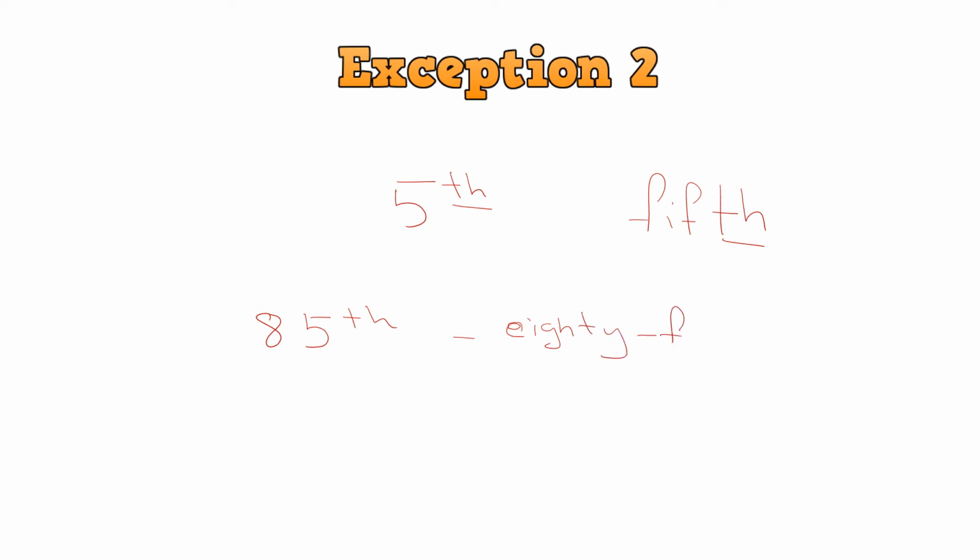The other exception is the number 5. If you're going to say this in ordinal form, it will be fifth, and it is spelled F-I-F-T-H. So if you want to have larger numbers that end with 5, for example 85, and you're going to say an ordinal number, you add a th to it and you write it out as eighty-fifth, 85th.